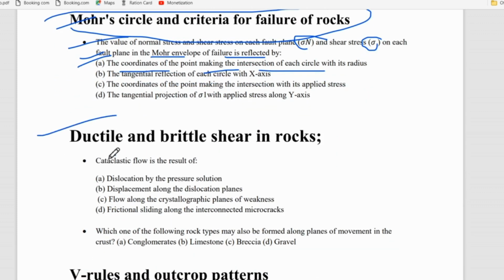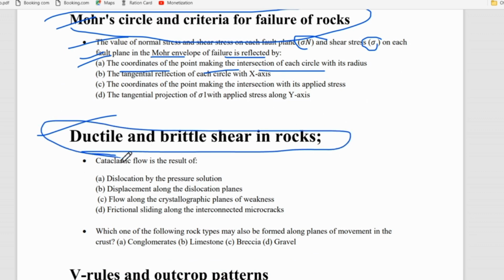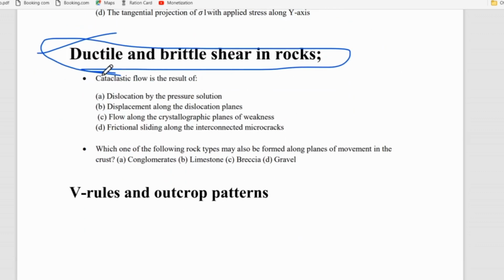Ductile and brittle shear in rocks. This is another topic. One question you can find from the brittle part is on cataclastic flow or cataclasites, right? Cataclastic flow is the result of frictional sliding along the interconnected microcracks.